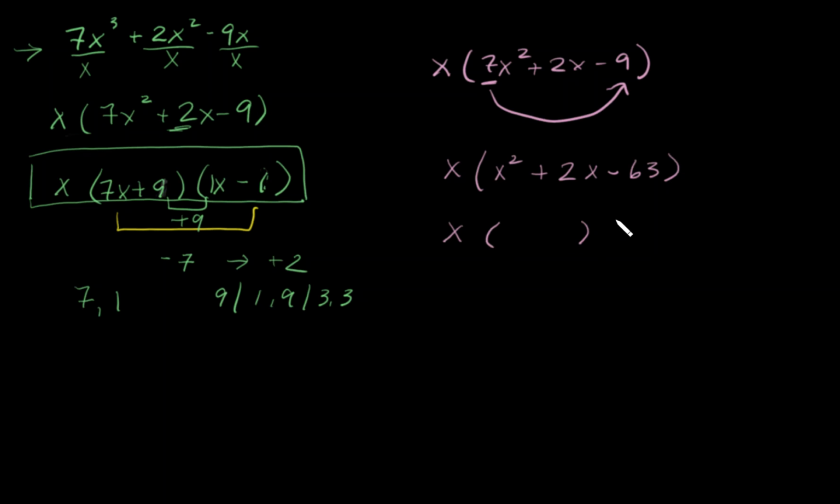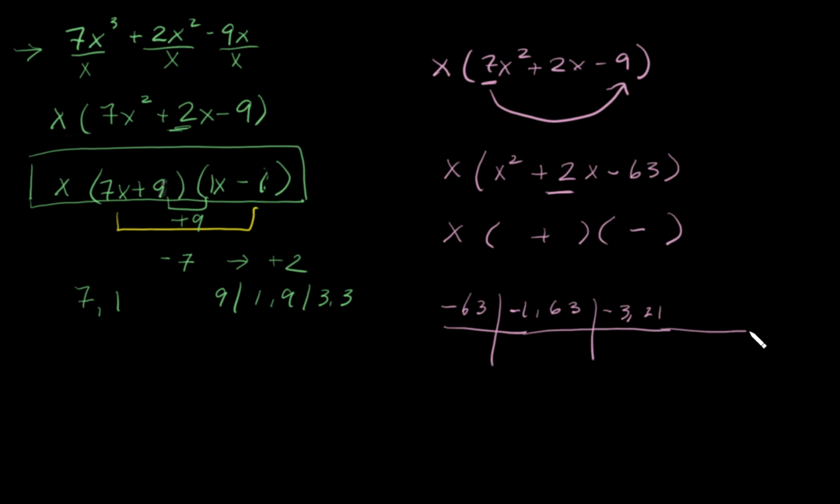I'm going to go ahead and set up my two parentheses with a plus and a minus. Now, factors of negative 63 that add up to be a 2. So I have 1 and 63, and the larger of the factors has to be positive because that middle term is positive. So that's that. And then 63 doesn't go into 2, 63 goes into 3. So it's negative 3 and 21. Still does not add up to be 2.